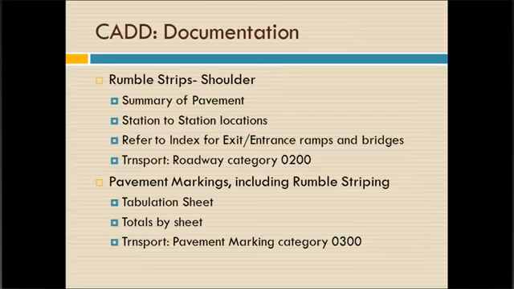Missy has on here to refer to the index, of course, since it's mostly on interstate applications, so exit and entrance ramps, and bridges, just to see the locations of where you need to stop and start the rumble strips. And all of these are going to be in the roadway category, which is 0 to 100. So whenever you go to quantify your rumble strips that are in the shoulder, you want to make sure that you put in the very bottom of the computation box, before you export to Quantity Manager, the 0 to 100 to document that for Transport.